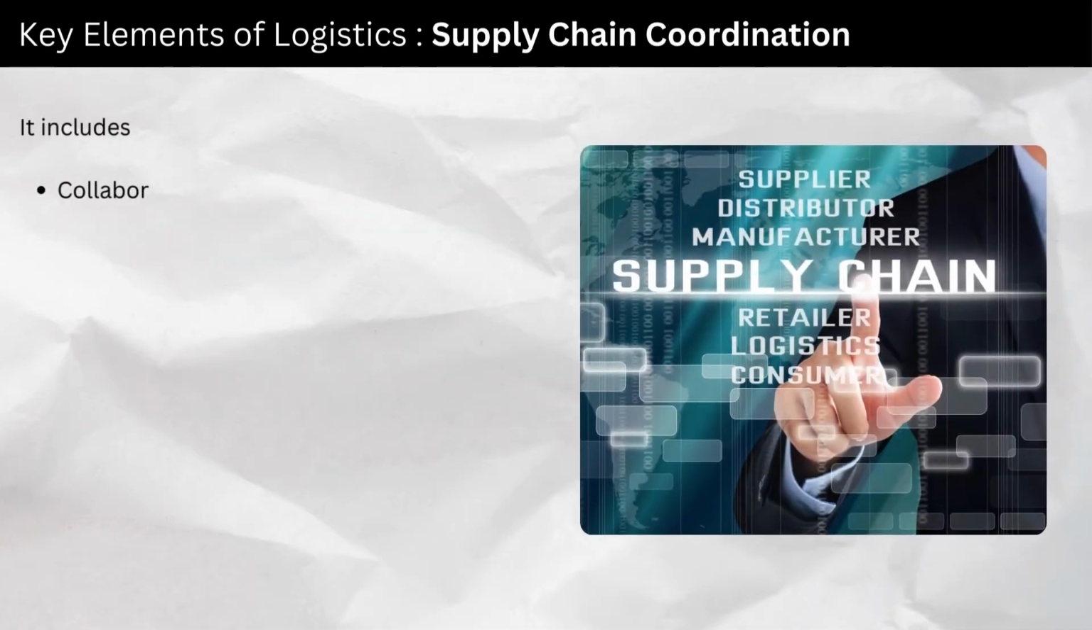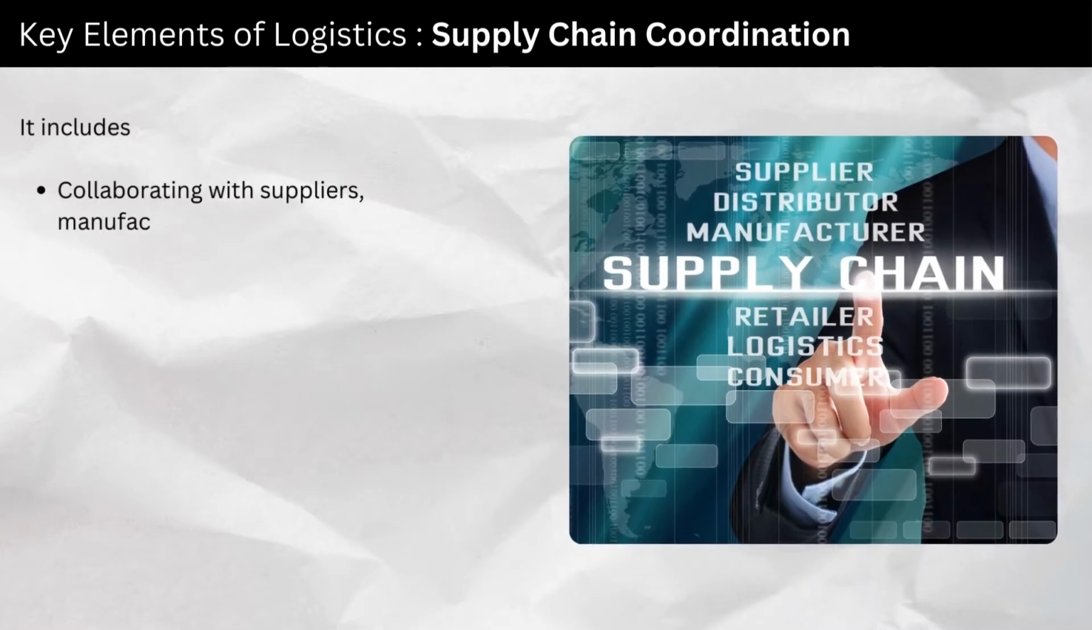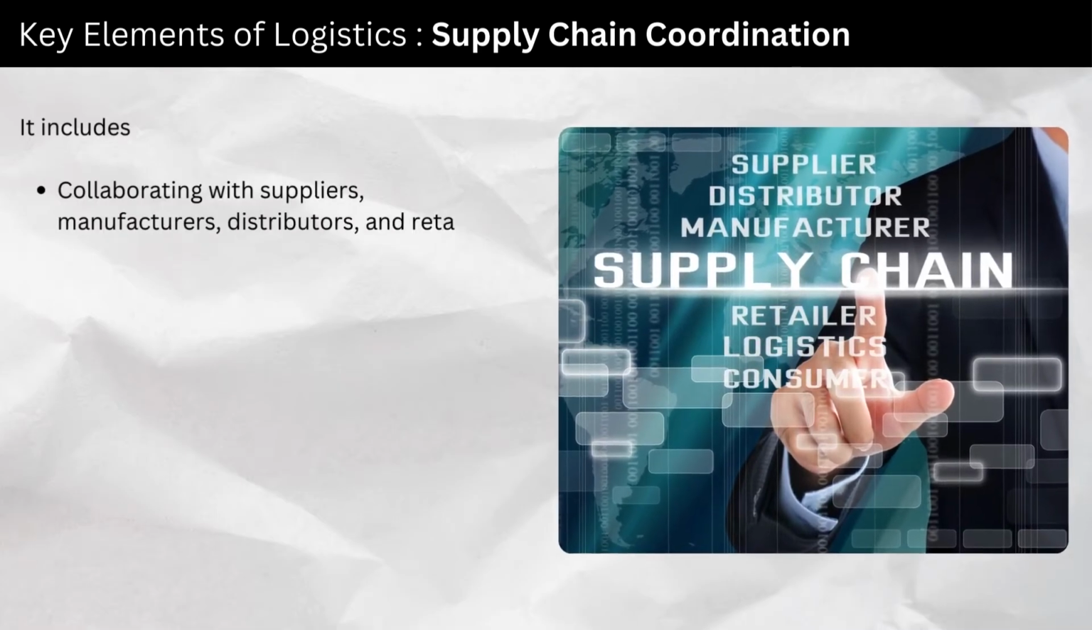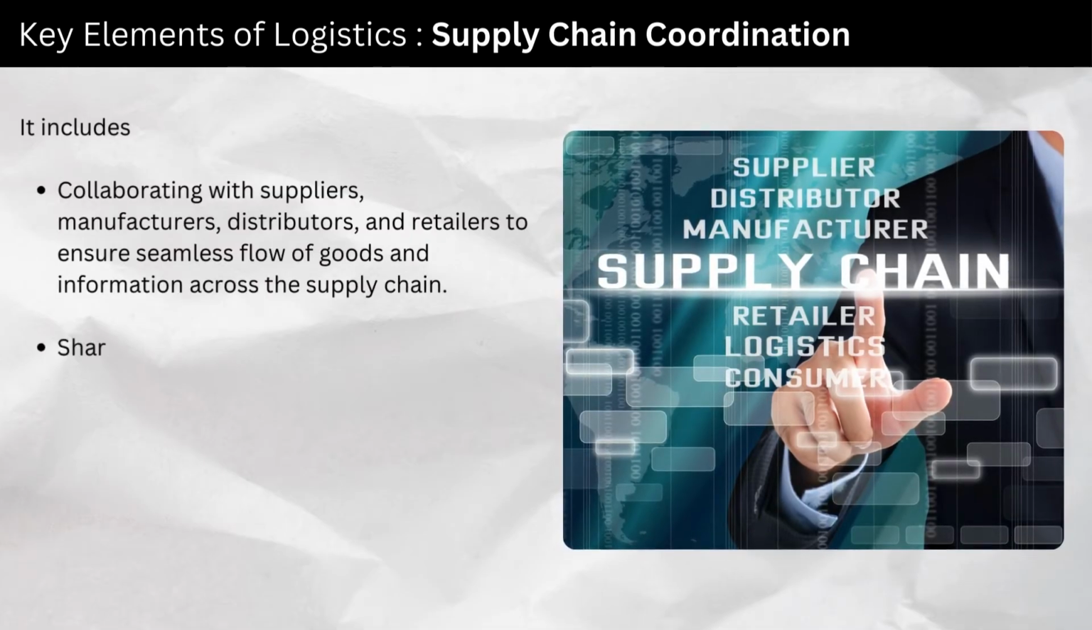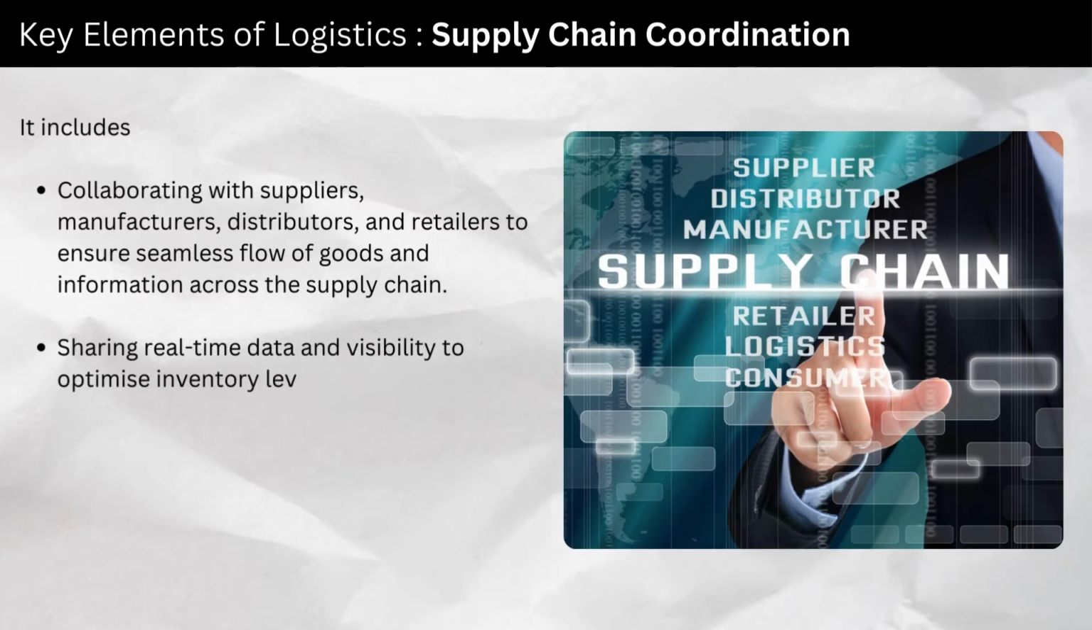Supply chain coordination. It includes collaborating with suppliers, manufacturers, distributors, and retailers to ensure seamless flow of goods and information across the supply chain. Sharing real-time data and visibility to optimize inventory levels and respond quickly to changes in demand.